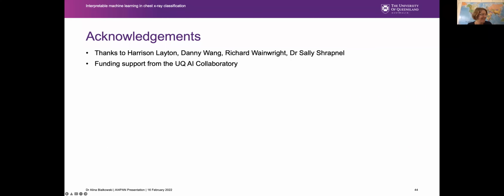Thanks, Alina. That was fantastic. I'm just wondering about this problem that the model's learning things outside the kind of field where it should be looking, whether you can help the models in the training process by doing some segmentation prior to it. For example, there are some pretty good segmentation algorithms out there to pick out the lungs. And then the model only, you block out the rest of the image.